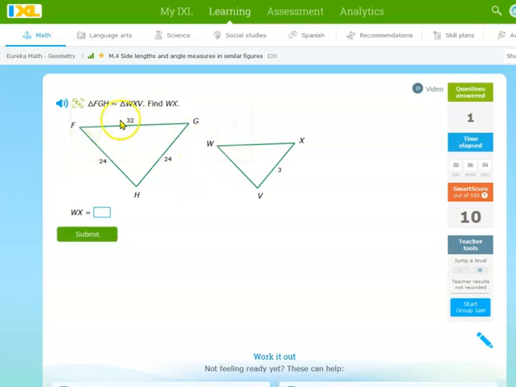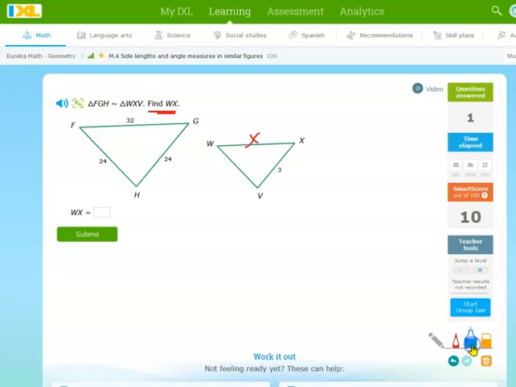Okay, next up, we have our similarity statement saying that the two triangles are similar. In this one, they're asking us to find a side length. It says find WX. First thing I'm going to do is locate WX, and I am going to put a variable there. I'm going to put the variable X.